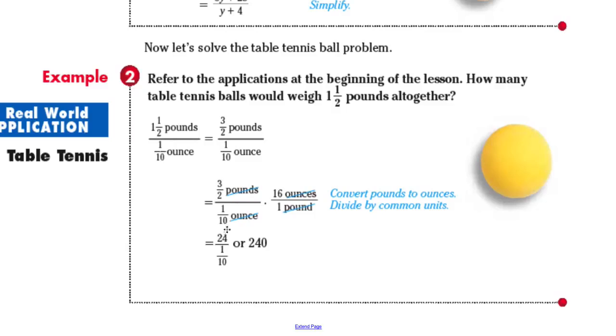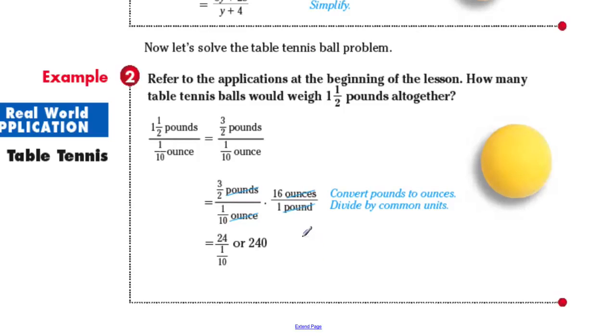So how did we get 24? 3 halves times 16 gives us 24, because you can cross cancel: 2 and 16 become a 1 and an 8, and you simply multiply 3 times 8 to get 24. And 24 over 1/10 is the same as 24. Oops, let me not use that. Let me use ink that will not disappear.